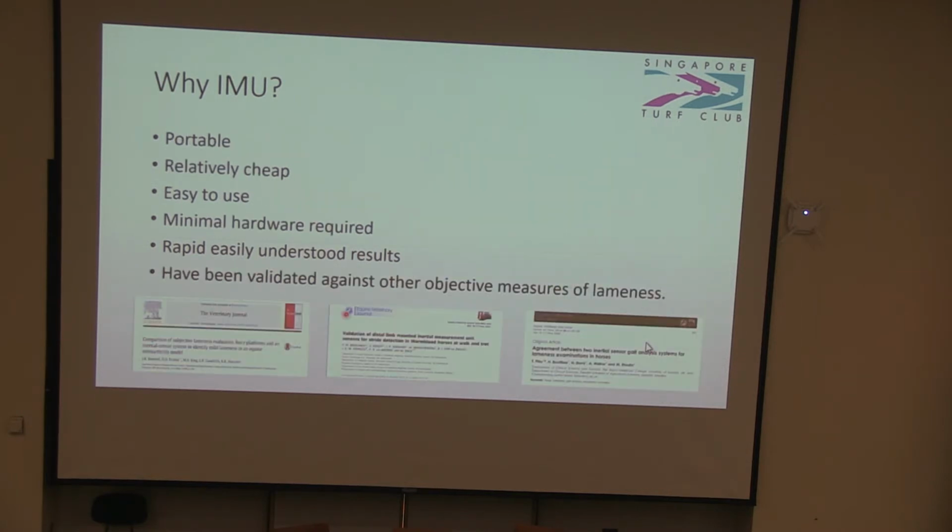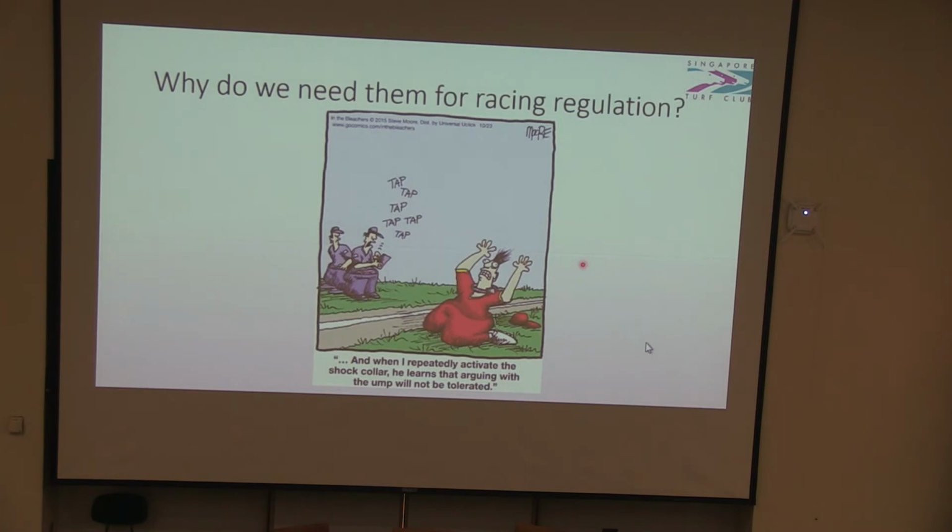Also, they've been validated against those gold standards. So we know they work, we know they're accurate, and we know they're effective. But why do we need them in racing regulation? We use them a lot in Singapore clinically for nerve blocking. We're trying to assess horses that we're finding it difficult to determine which leg is lame. But if you're a regulatory vet, all you want to know is, is the horse lame or sound? Is it fit to race or not fit to race?